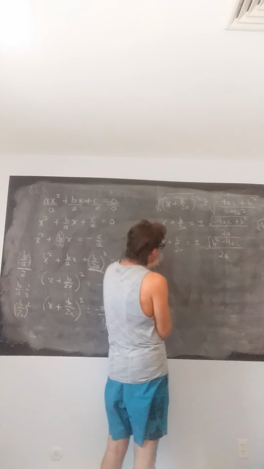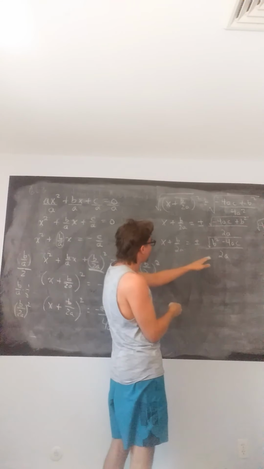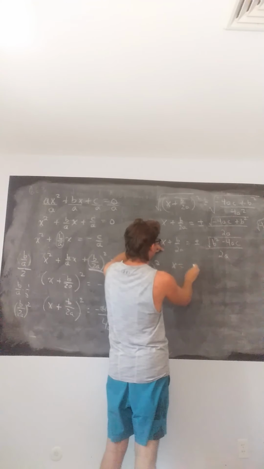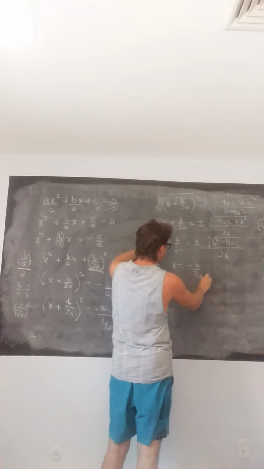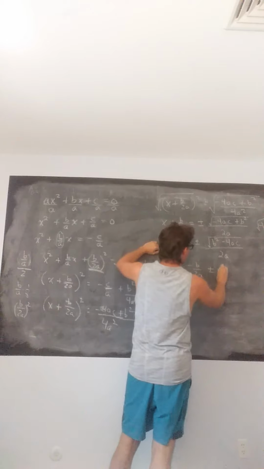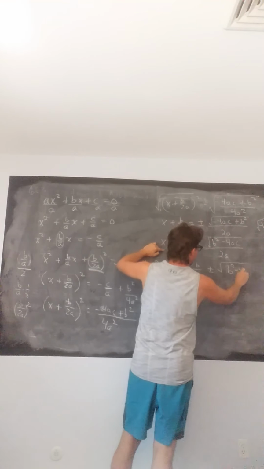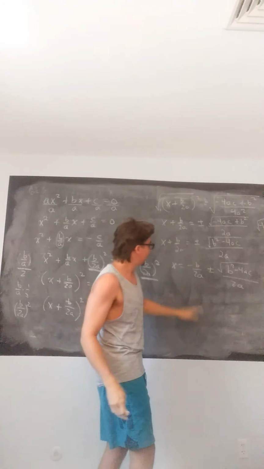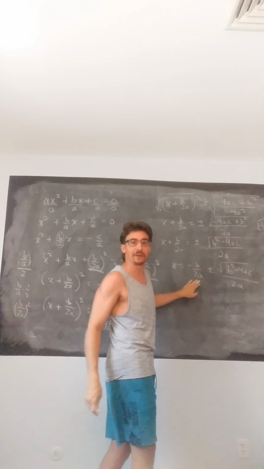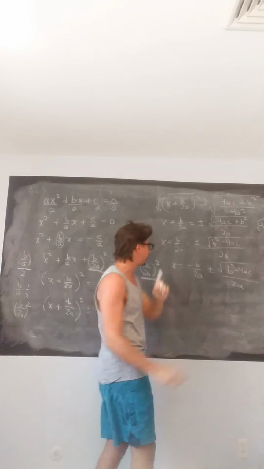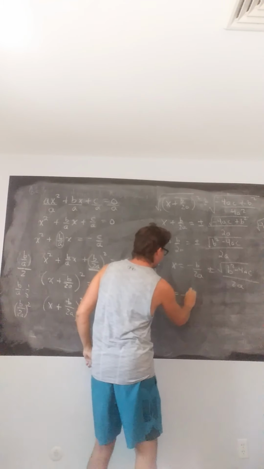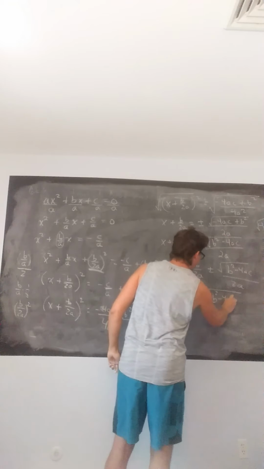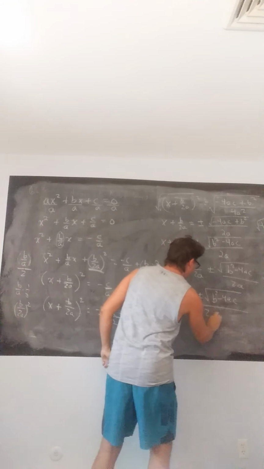I'm going to continue on now. We're almost there. I'm going to call this x equals negative b over 2a plus or minus the square root of b squared minus 4ac over 2a. And guess what? These two fractions have the same denominator, so we can write it as one big fraction. x equals negative b plus or minus the square root of b squared minus 4ac, all over 2a.